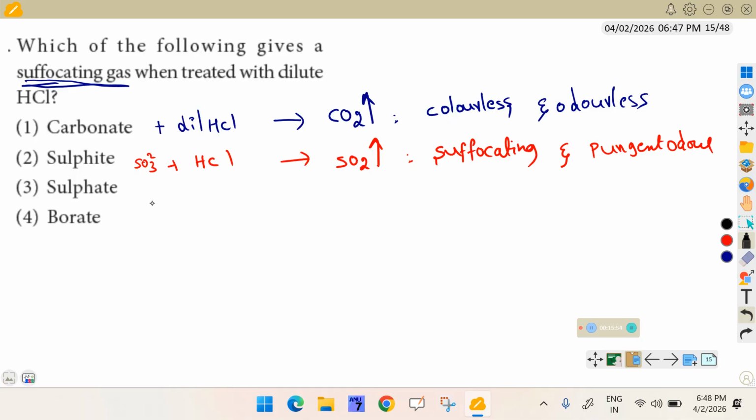Sulfate. Suppose sulfate reacts with HCl. No reaction takes place. Borate. Borate reacts with HCl. Then it gives boric acid H3BO3. No gas is evolved. Second option correct.